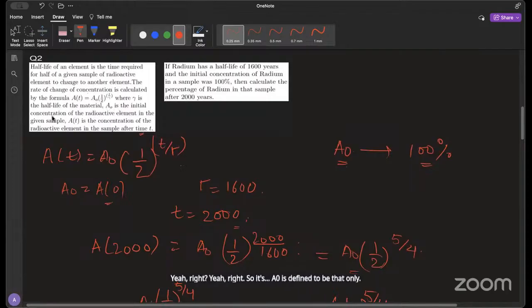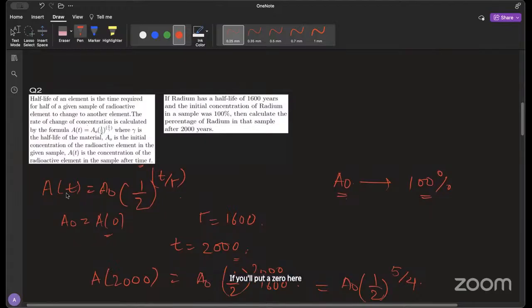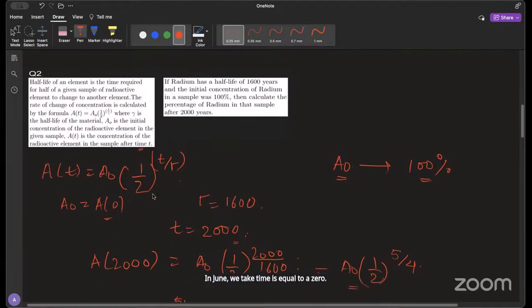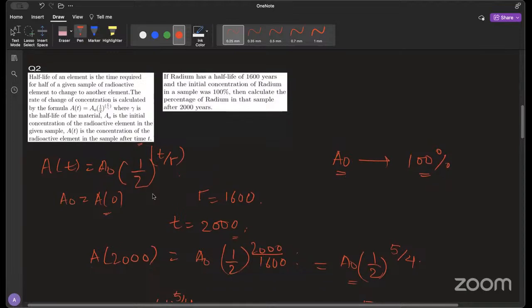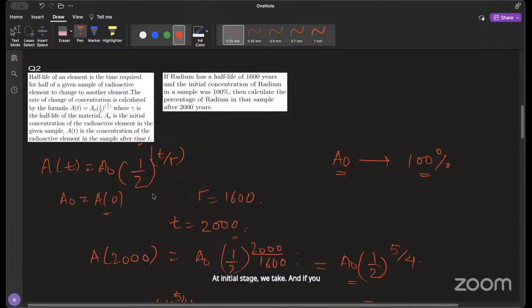A naught is defined to be the initial concentration, which means your concentration when your time is 0, right? Or you can just see it from here. You can put a 0 here on both sides of the equation. You get A naught. At the initial stage, we take time equals 0. You can plug in t equals 0 on both sides of the equation. This gives you this.